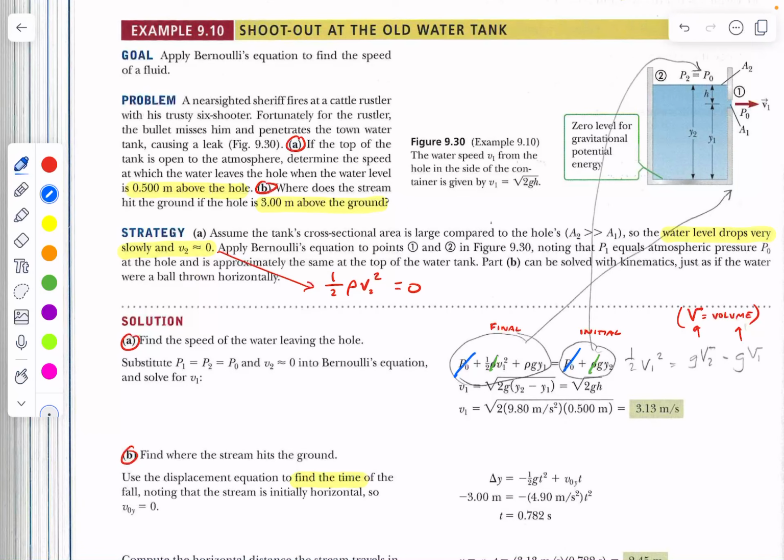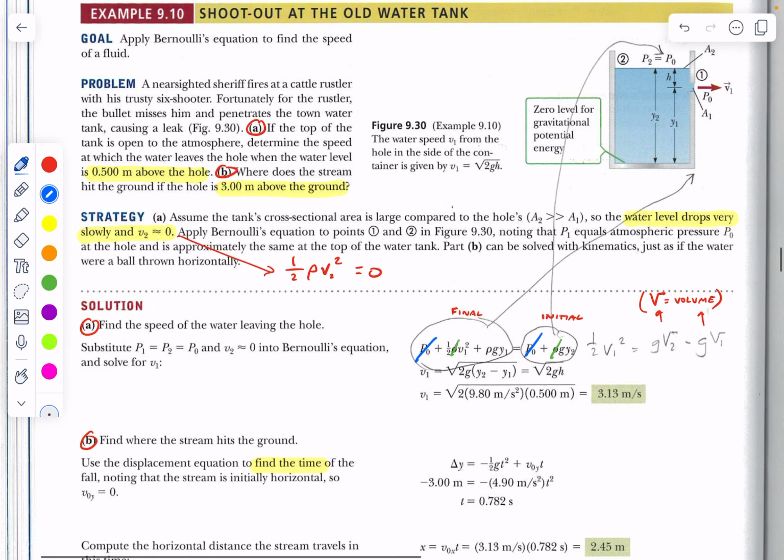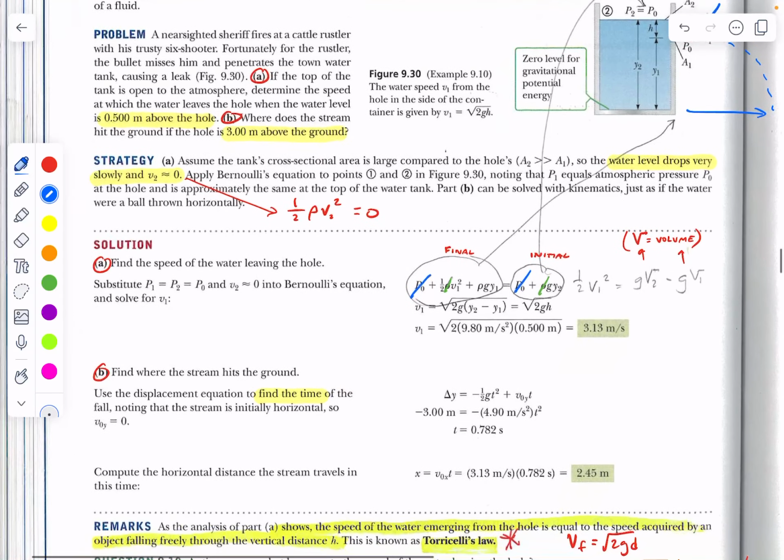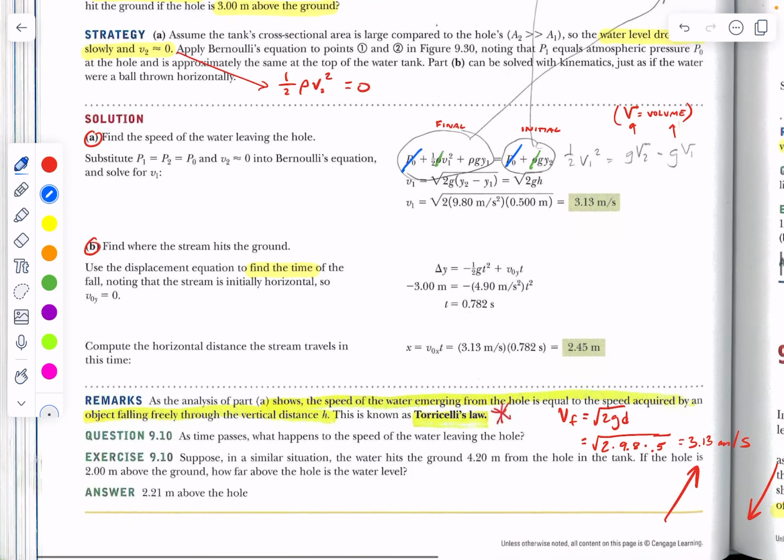In any case, we might ask ourselves the question, how fast will this water be coming out of the tank based upon how high up on the tank the hole in the tank is, and when that water does come out of the tank, how far from the base of the tank does it travel? And so that's what this problem is all about.